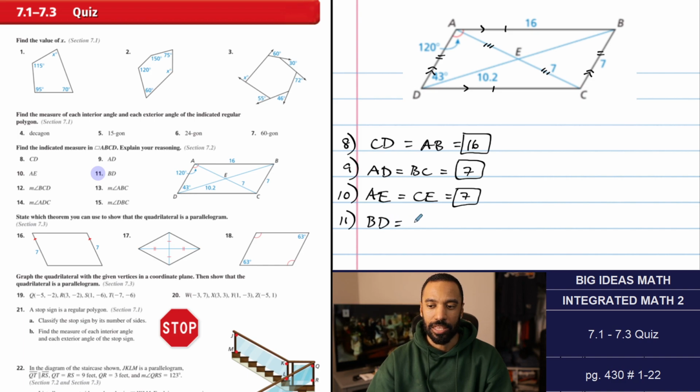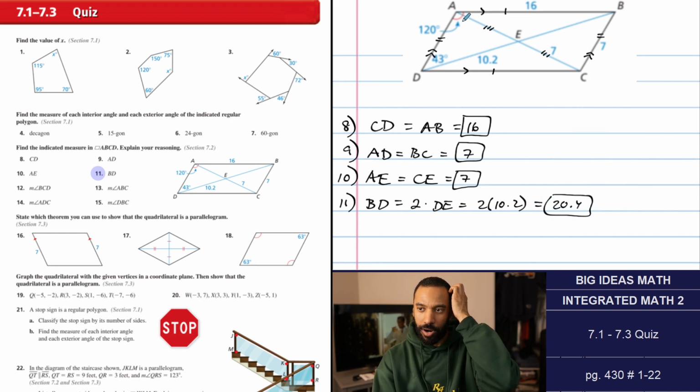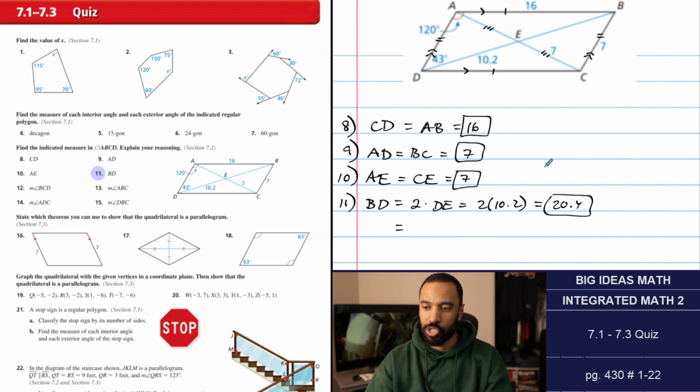BD is the length of two DEs, or two BEs, but we don't know that length. Which is 2 times 10.2, which is 20.4. So that's the first 4 in that guy. Let me do this down here so I can fit some over there. I want to see the diagram still. 2 times 10.2, which is 20.4.